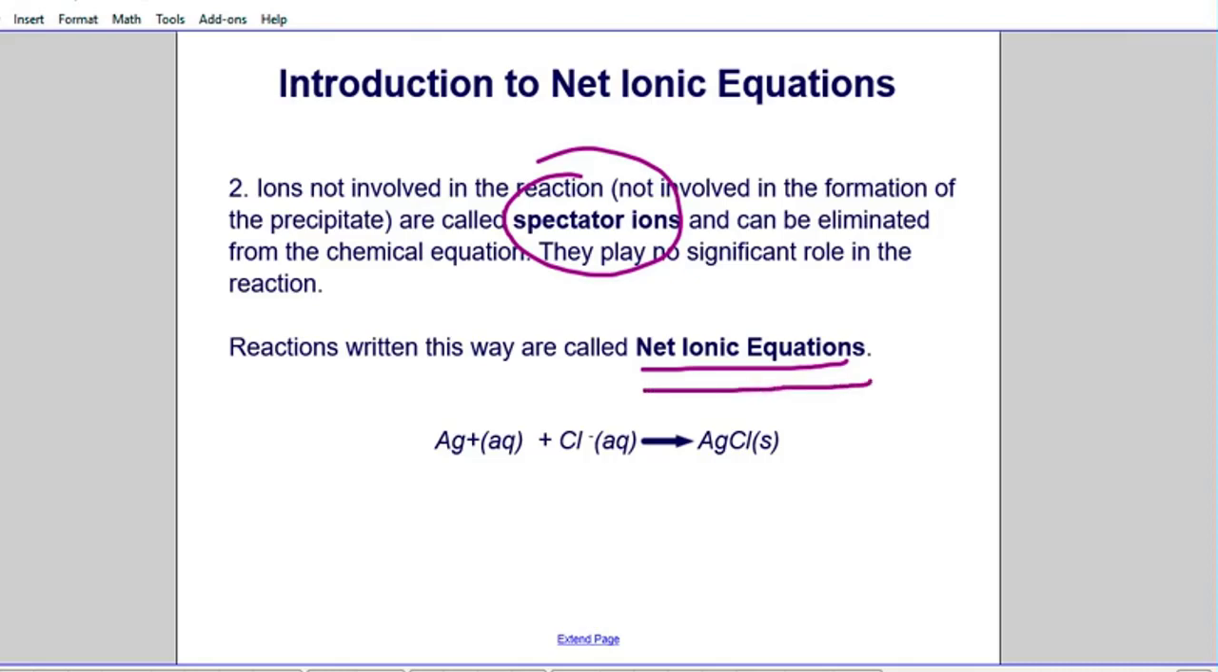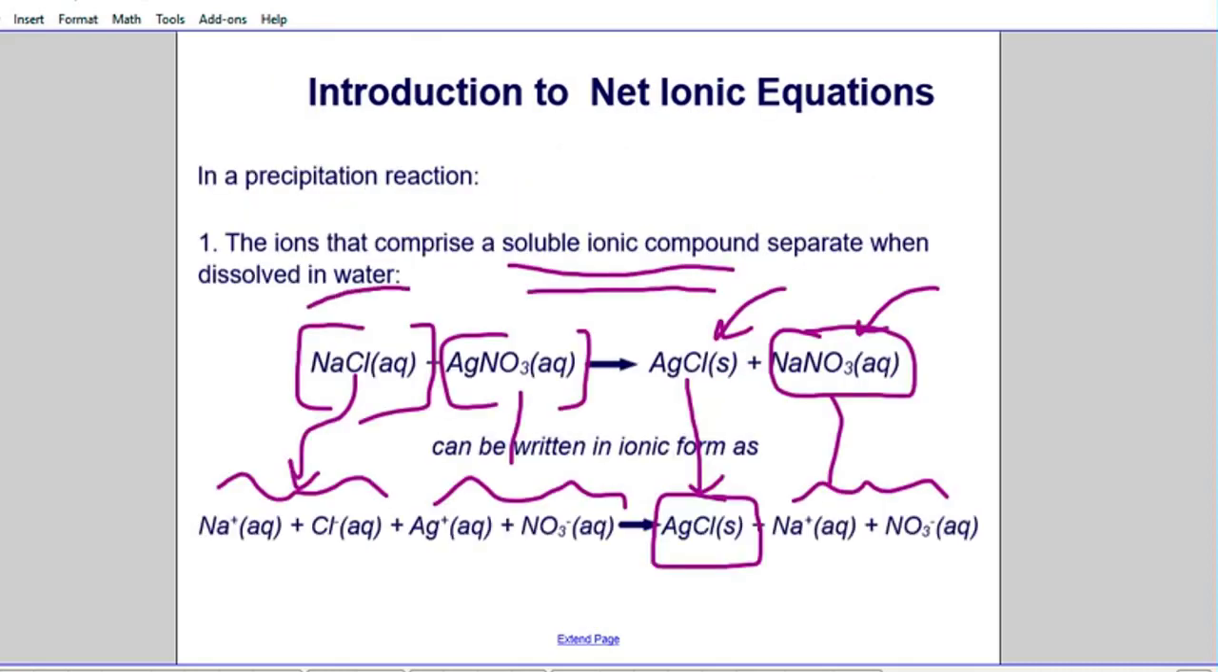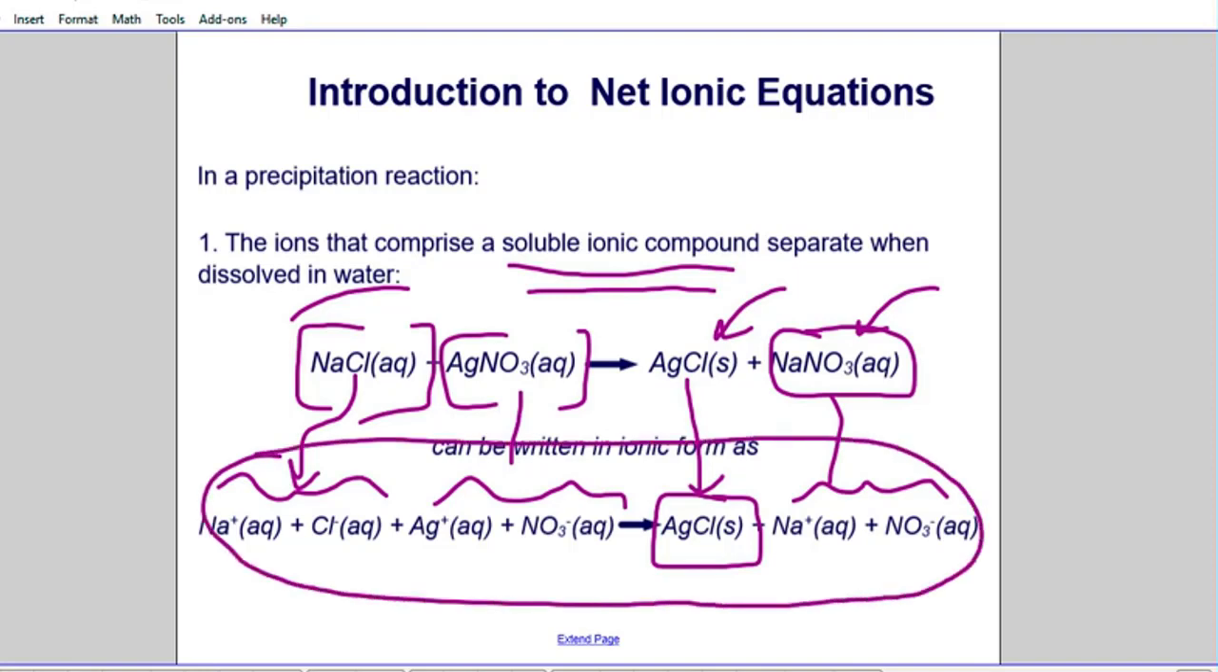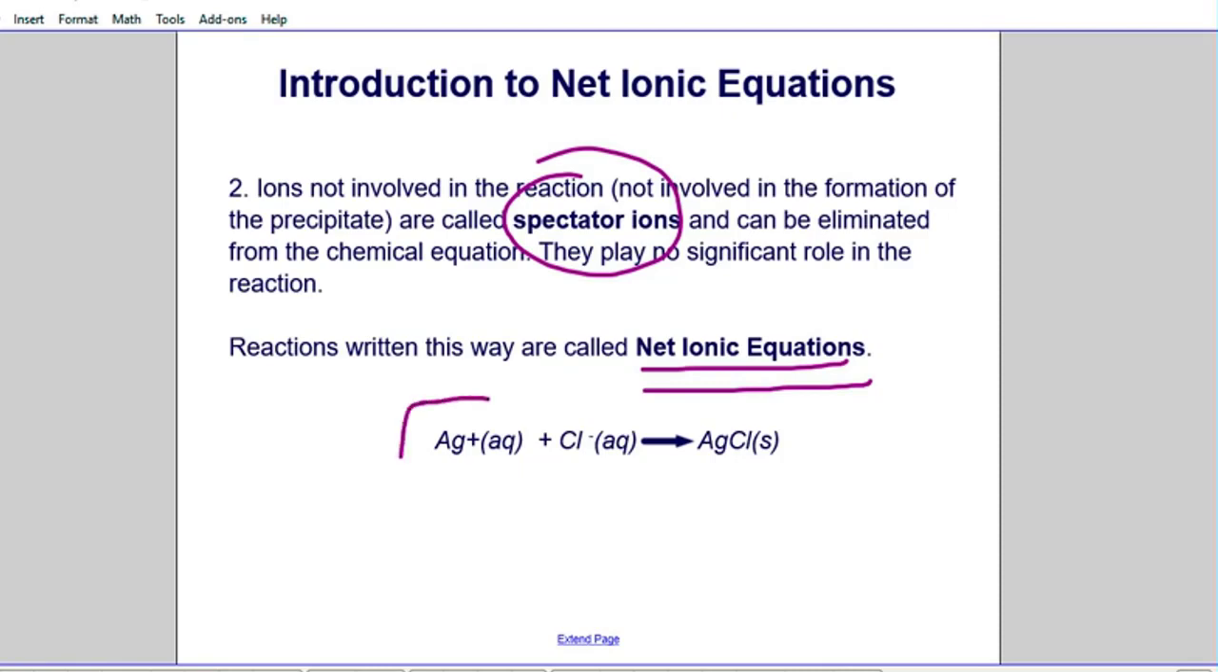So you saw on the previous page, right, we had this whole formula here. That's the complete ionic equation. And then when we get rid of the spectator ions, the only thing that's really going on here is silver is combining with chlorine to make silver chloride, which is a precipitate and a solid.